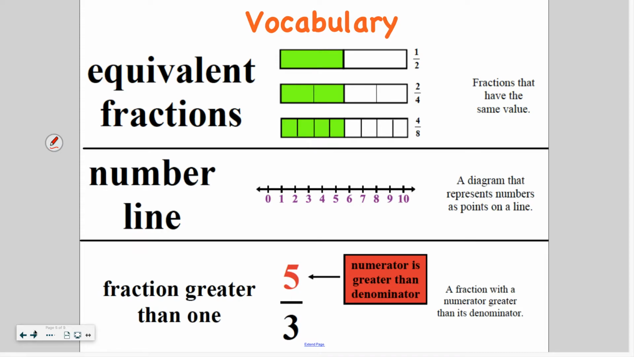So to refresh your memory, equivalent just means equal to. So equivalent fractions are fractions that have the same value or equal amount. We know we use a number line to represent numbers as points on a line. That's why we use points when we plot a number on a number line. And a fraction greater than 1 is a fraction with the numerator greater than the denominator, and this is also called an improper fraction.